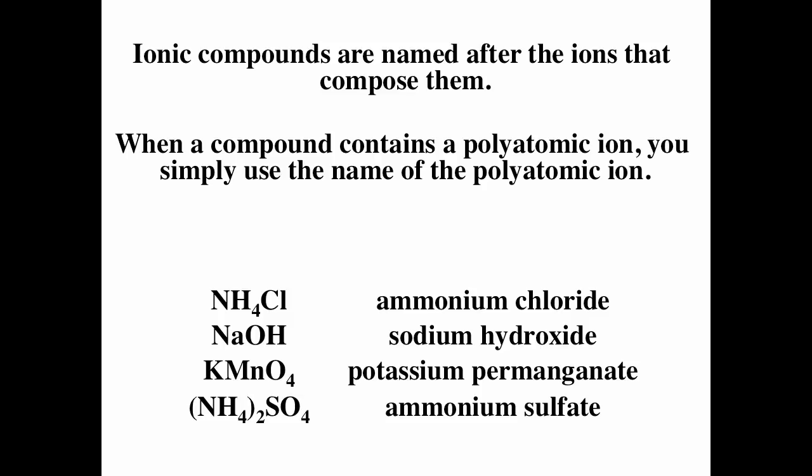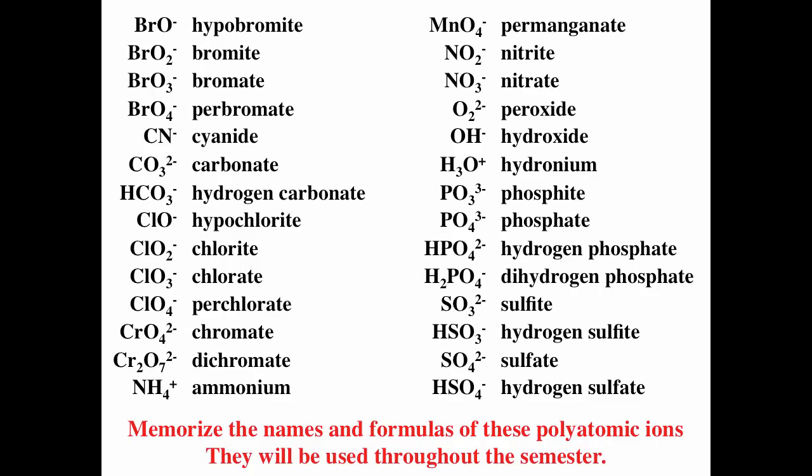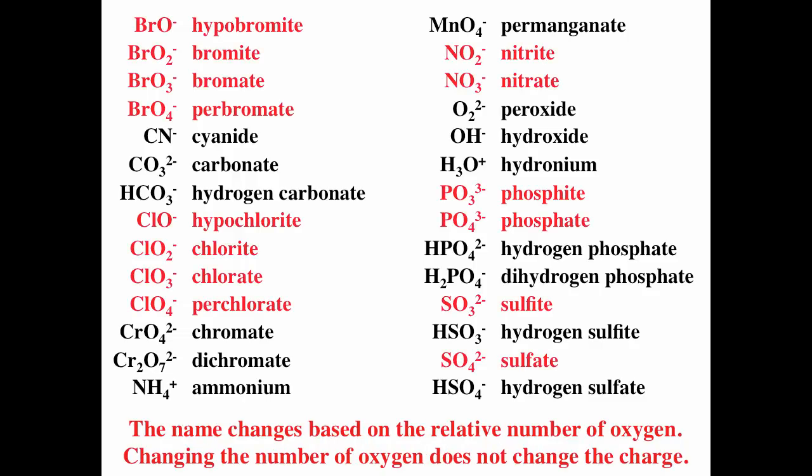And so again, for these polyatomic ions, they stay together as a group, you treat them as a group, and you name them as a group. But again, you'll see them as long as you're doing chemistry, and so you need to memorize your list of polyatomic ions. Now, it's not that hard as long as you remember how they're named. And so if you look on the top left, you have 4 bromine-containing polyatomic ions, and notice that it goes hypobromite, bromite, bromate, perbromate.